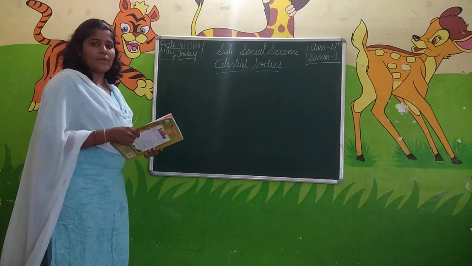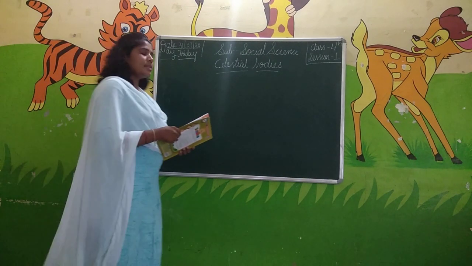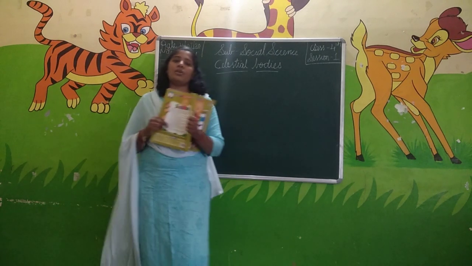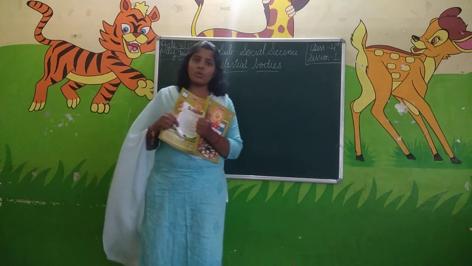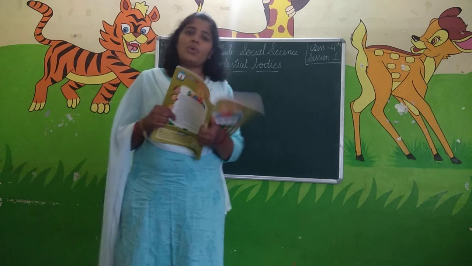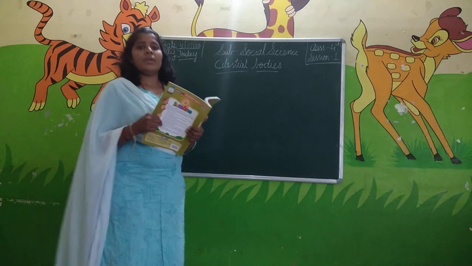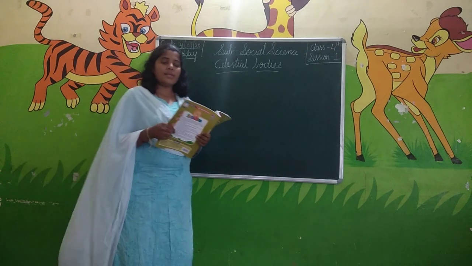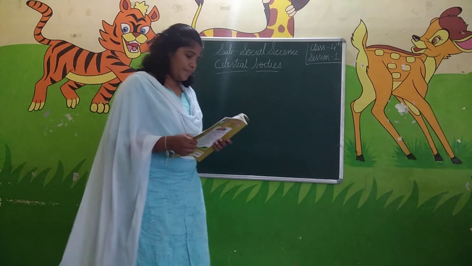Last year also we had the subject social science. The first chapter is celestial bodies. What do you mean by celestial bodies? The heavenly bodies which are in the space are called celestial bodies. Once again I repeat it: the heavenly bodies which are in the space are called celestial bodies.